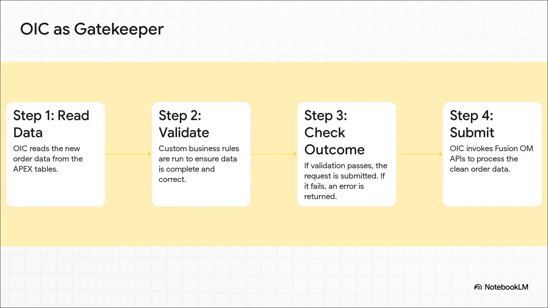But hold on, that data doesn't just go flying into the core system. Nope. First, it's got to get past the gatekeeper, our OIC bridge. OIC reads the data, runs it through a bunch of business rules, and checks for any mistakes. If it finds a problem, the process stops and an error message goes back. But if the data is clean, only then does it get passed along to Oracle Fusion. This is how you protect your most important system from bad data.